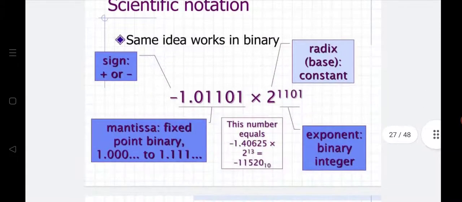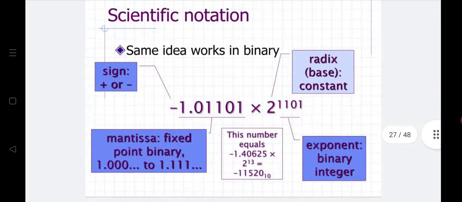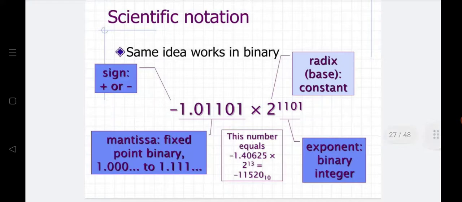Now if you go with the binary, you will have the same thing. In the binary also, first it will be your sign bit. Later on the value will be in binary values. It will be ones and zeros, and it is known as a mantissa. But here the base, that is the radix, will be 2. Why? Because it is a binary representation, and the exponent value should also be a binary integer. It should not be a decimal integer. It should be a binary integer.